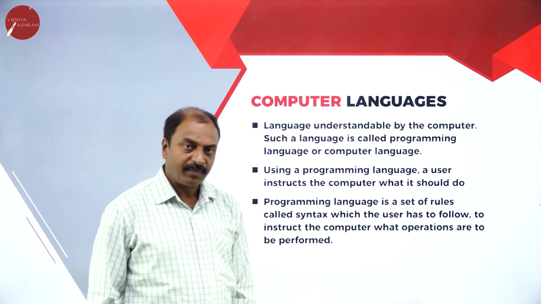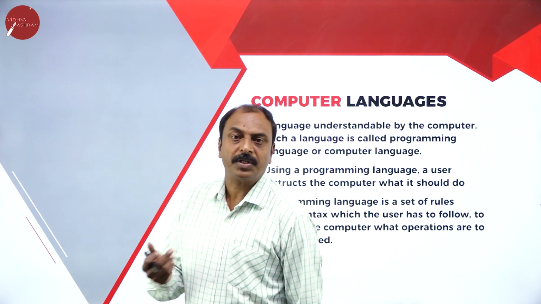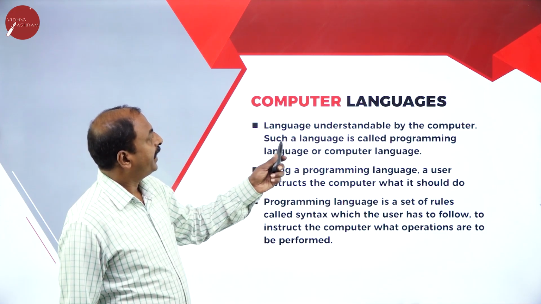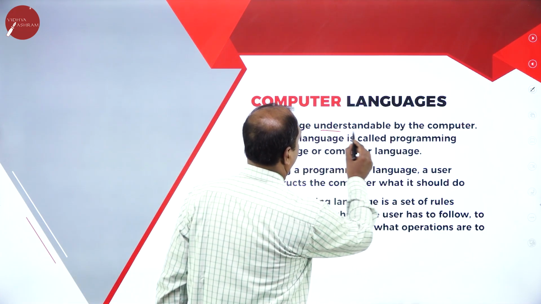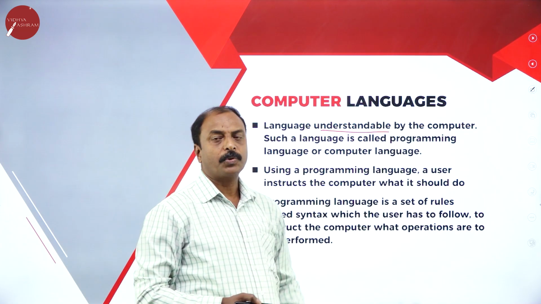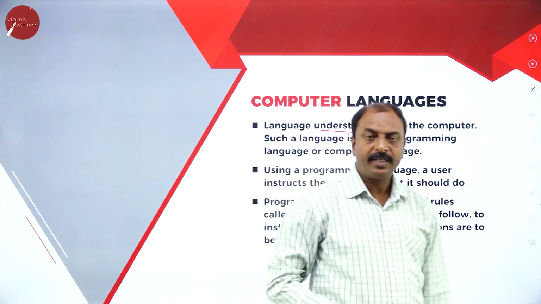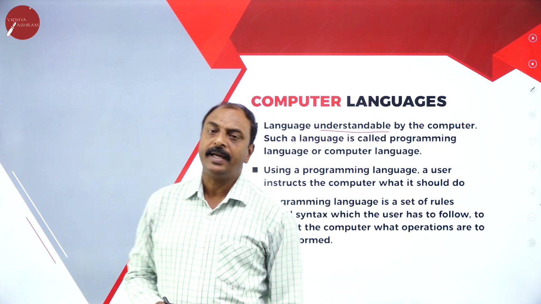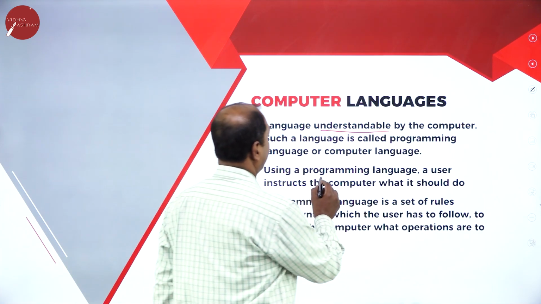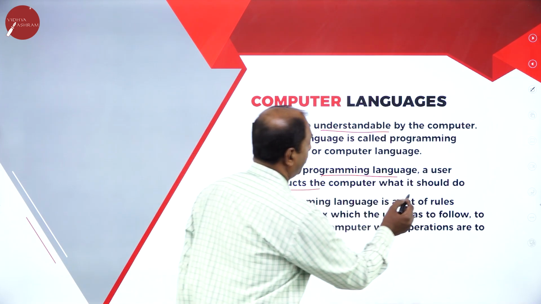A computer language is a language where we can communicate with the computer, or it is the medium of communication with the computer. So what is the definition of this? A language understandable by the computer. Such a language is called a computer language or programming language. Using a computer language or programming language, a user can instruct the computer what it should do.